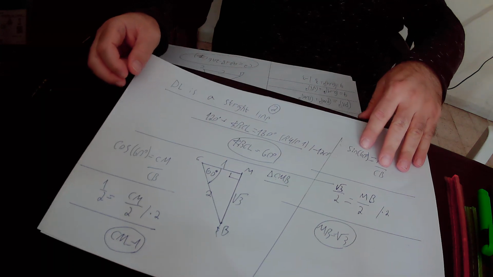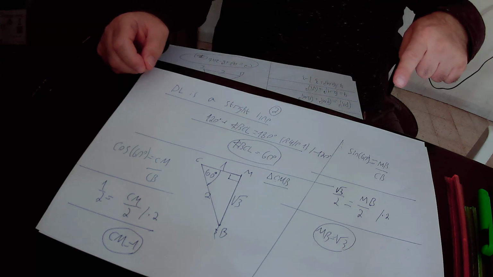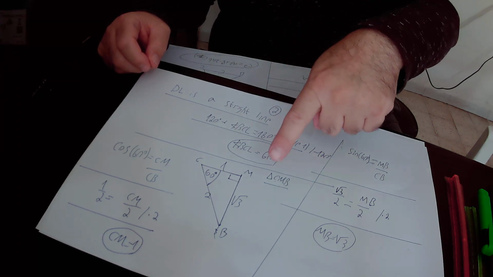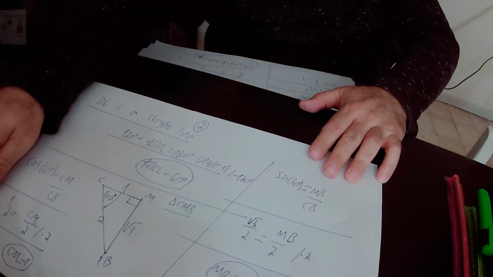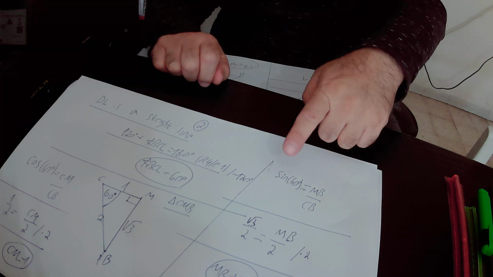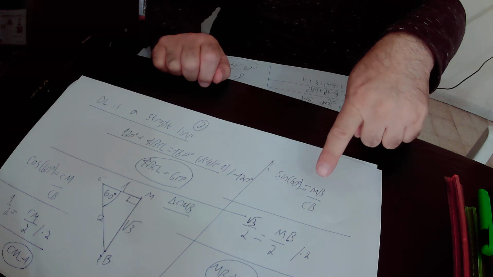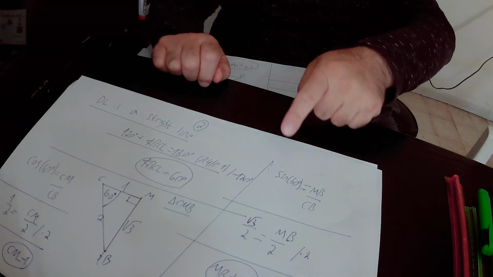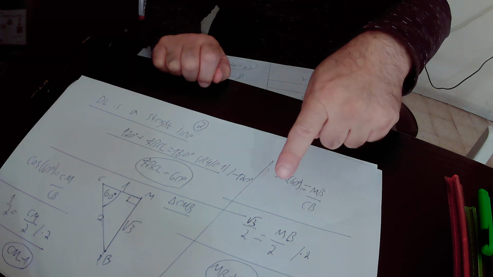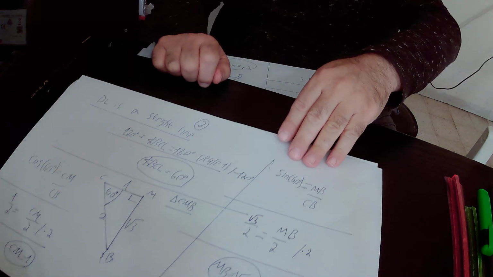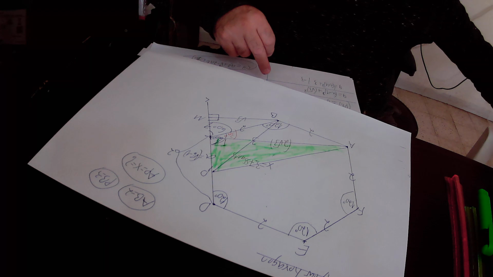Likewise, we continue to focus on this right triangle, triangle CMB. Sine of 60 degrees equals MB over CB. Sine of 60 degrees is square root of 3 over 2, so we substitute sine of 60 degrees by square root of 3 over 2, and it is equal to MB over CB. CB is 2, so we found out that square root of 3 over 2 equals MB over 2. Here we multiply this equation by 2 and find out that MB equals square root of 3 units. Here MB equals square root of 3 units, and here also MB equals square root of 3 units.